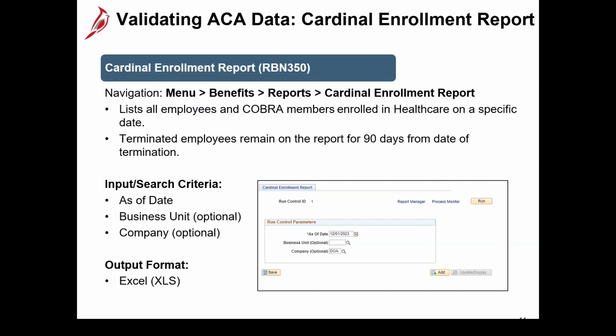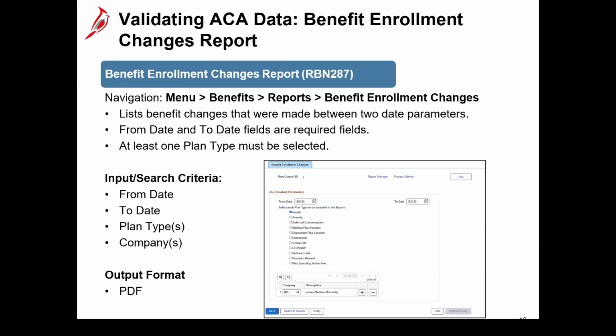The Cardinal Enrollment Report pulls a list of employees and all of their coverage as of an as-of date. So you'll be able to use this to pull a listing of all the health coverage that your employees have, and that will help you validate the information you see on the ACA Recon report. The output is Excel, so you can use that to compare. The Enrollment Change Report can be used to find changes in a plan. You can select just health changes in a date range. So if you want to check and see coverage lost in a month, coverage gained in a month, you can use this enrollment change report to pull those changes.